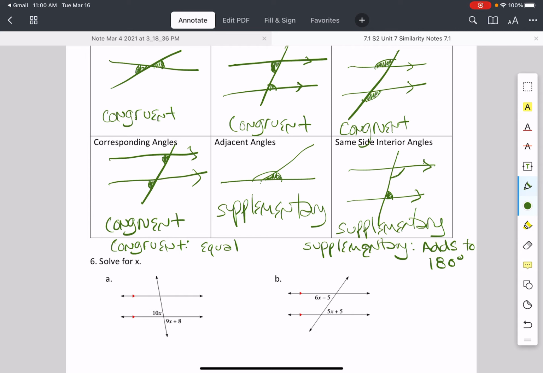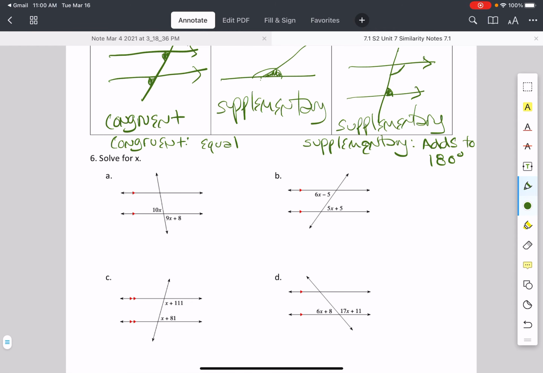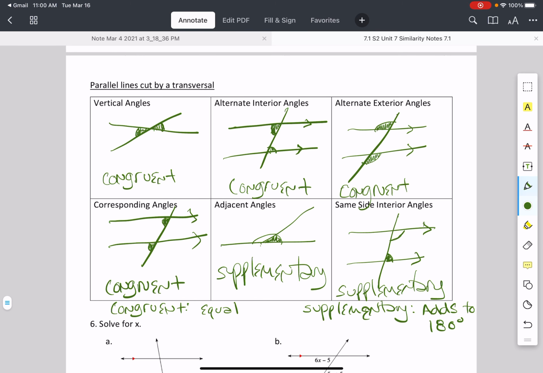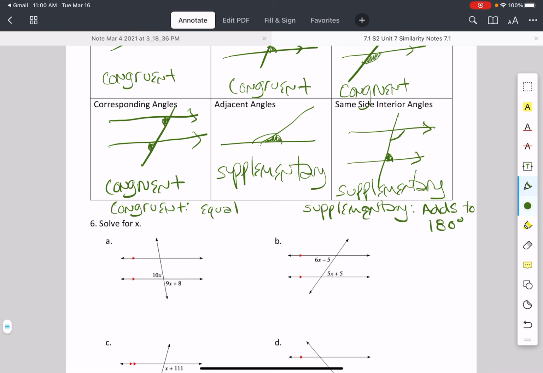So the reason why we need to know if they're supplementary or congruent is because that's what's going to help us set up the equation to find our x. Does that make sense? Any questions? Okay, so let's do a cut. We're going to do two together, and then I'm going to have you do two on your own, and then we're done. So 6A, which of our 6 angle types is 6A? It is vertical. Good. So because it's vertical, that tells me that they're congruent.